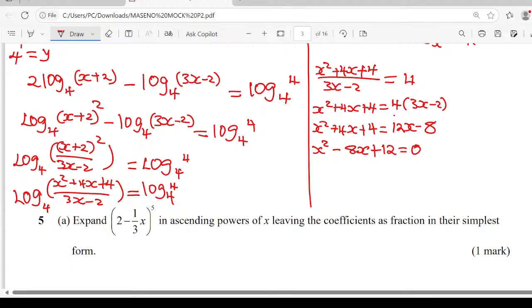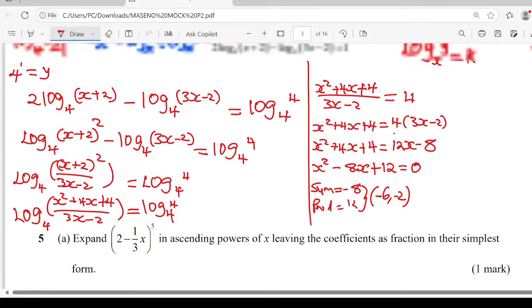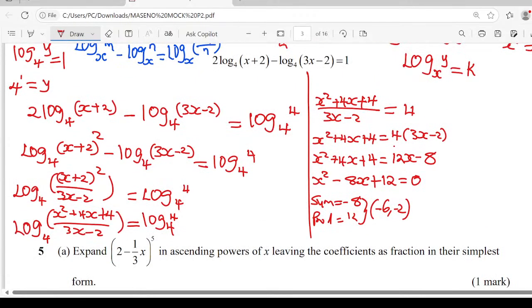So I'm looking for two numbers such that the sum of my numbers will be negative 8 and the product should be positive 12. And clearly the numbers here will be negative 6, negative 2. We are almost winding up on this question, learners, so it's very, very important.